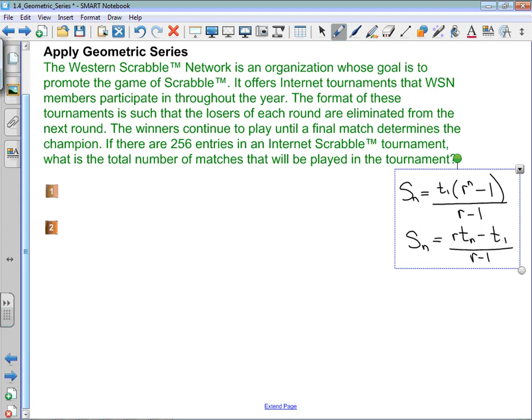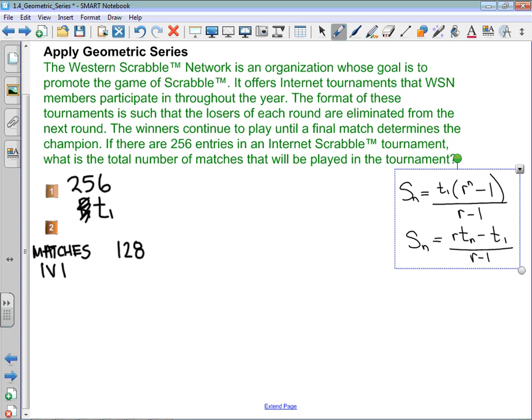So right off the bat, it tells me that there's 256 people entered into this Scrabble tournament, and each round is going to be kind of a head-to-head, and the loser is eliminated. So in round one, I'll just put R1. Well, let's do T1, because after all, we're going to talk about a sequence in a second here. So the first term, there's 256 people, which I hope logically means, and I'm just going to write matches down here, that if there's 256 people and the matches, I'm just going to put 1v1, we know then that there's going to be 128 matches.